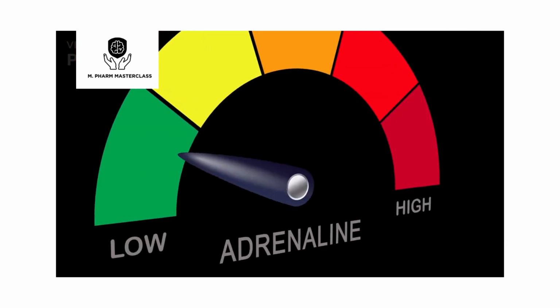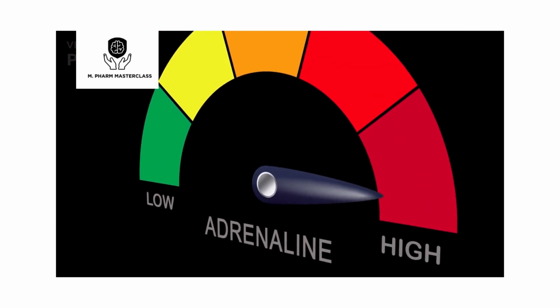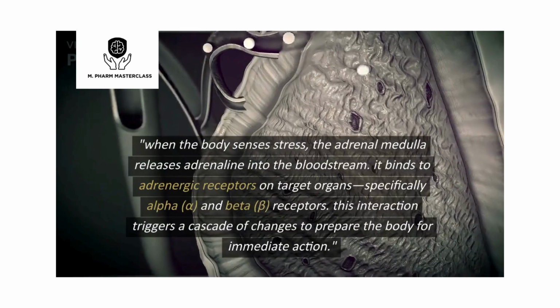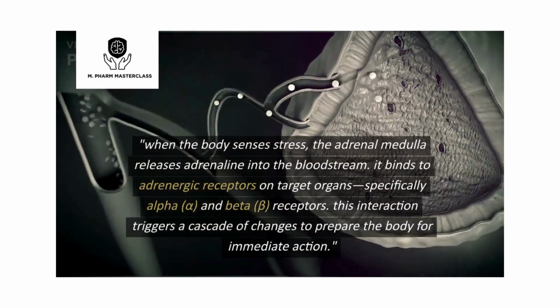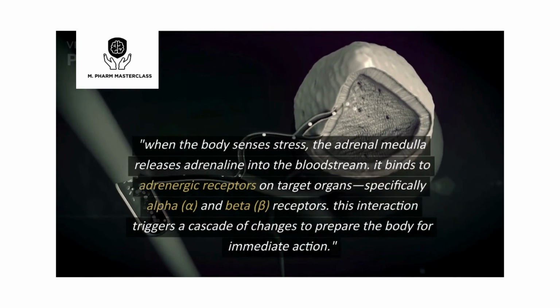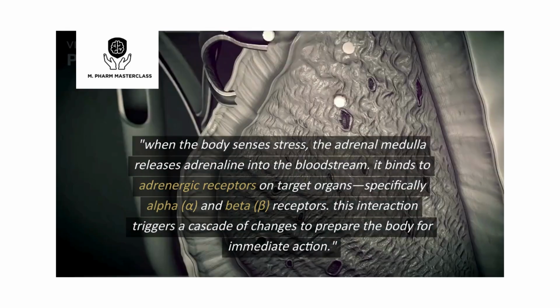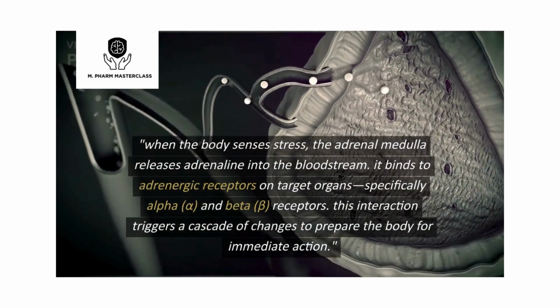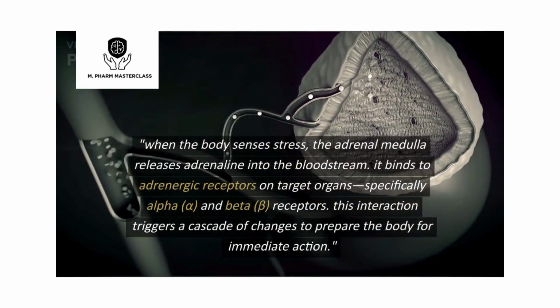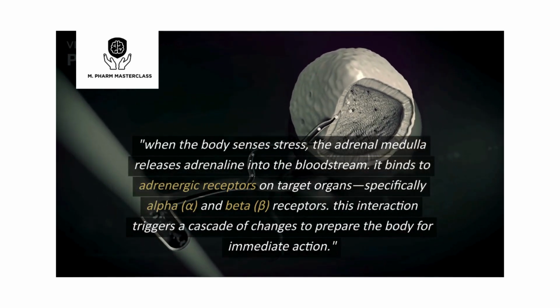Mechanism of action: visual, stress signals activating the adrenal medulla, releasing adrenaline into the bloodstream. When the body senses stress, the adrenal medulla releases adrenaline into the bloodstream. It binds to adrenergic receptors on target organs, specifically alpha and beta receptors. This interaction triggers a cascade of changes to prepare the body for immediate action.